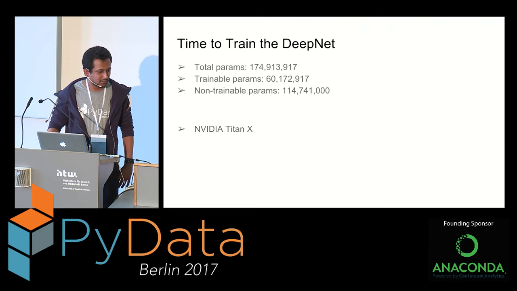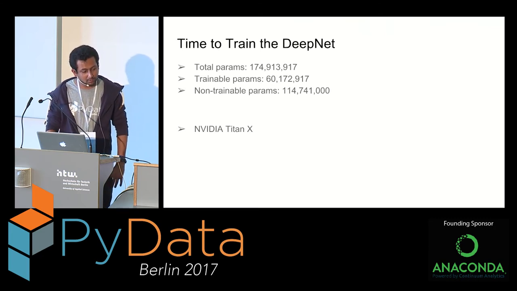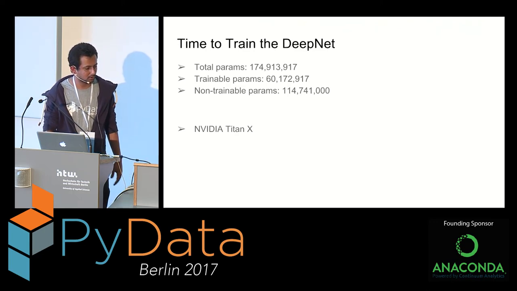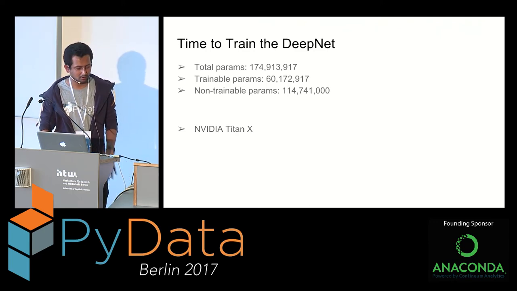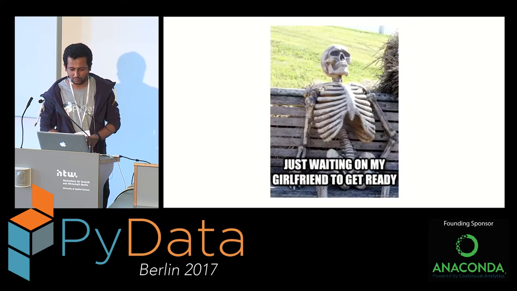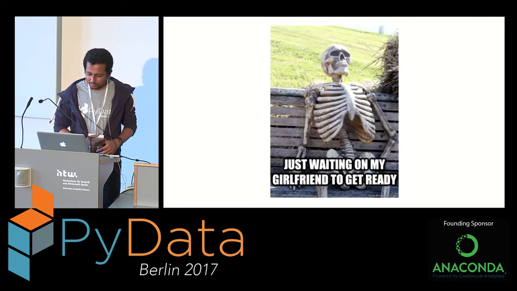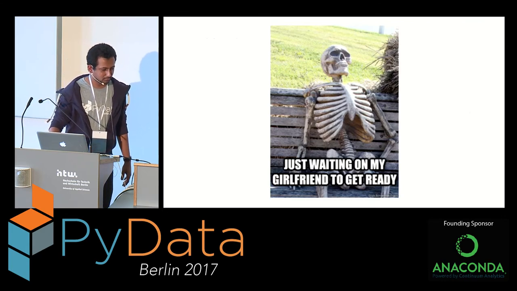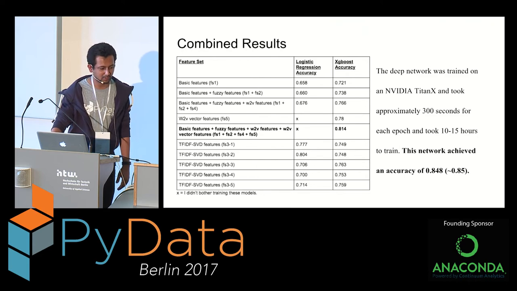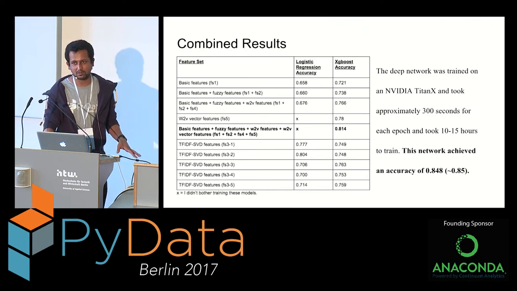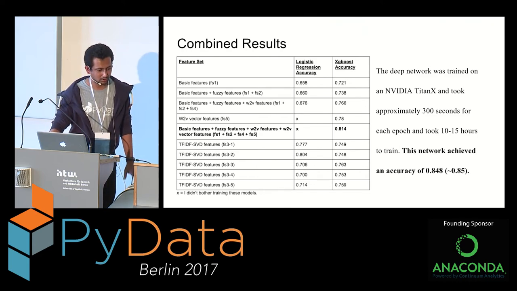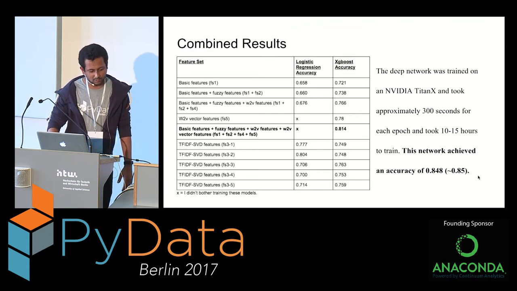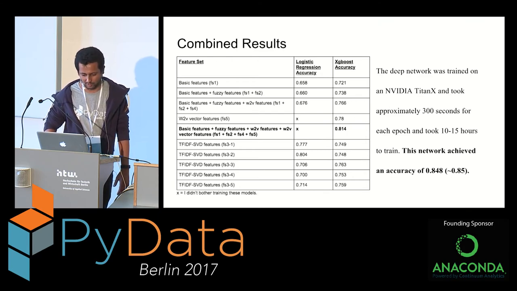The total number of parameters in this network is 174 million, and I was using a Titan X to train this network. So now we can just go for training the network, and we can wait. The training can begin. It took around 300 seconds for every epoch, and we can compare it with our previous results. The whole model takes around 10 to 15 hours to train on Titan X, and this achieves an accuracy of almost 85%, which beats XGBoost.